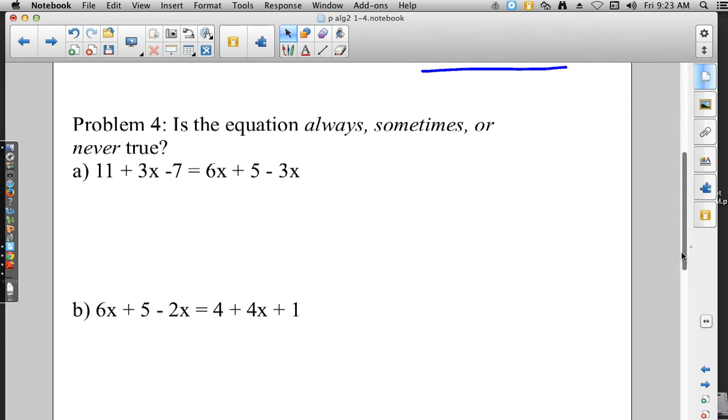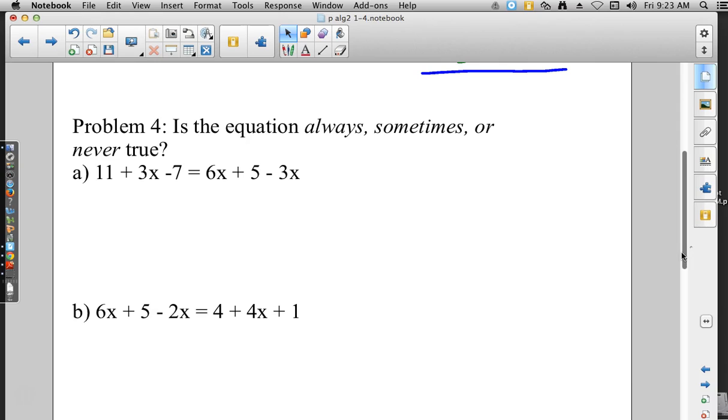It says, is the equation always, sometimes, or never true? And your first thought is, do I have to do something different with this one than we did with the others? And the answer is no. So what we're going to do first is combine any like terms on each one of the sides.